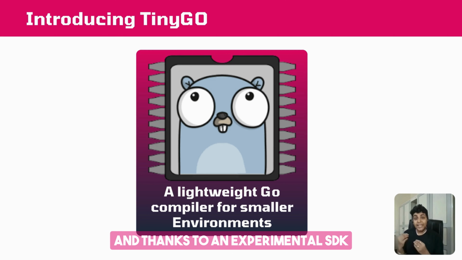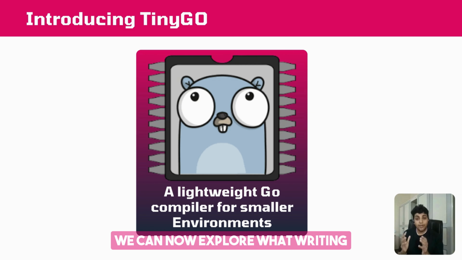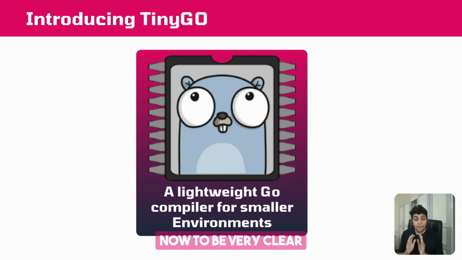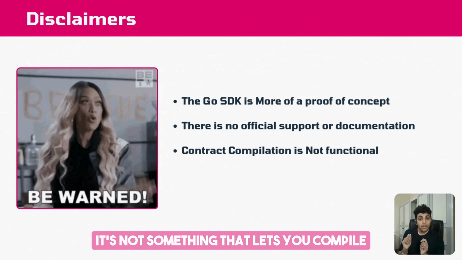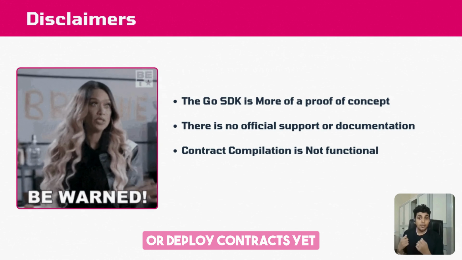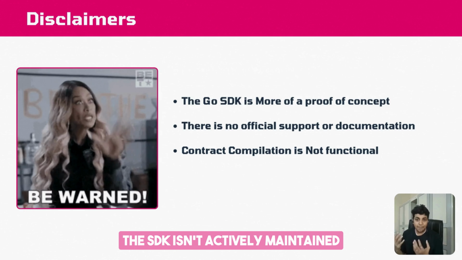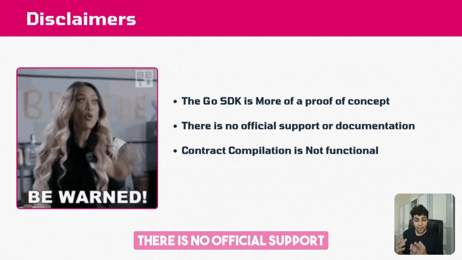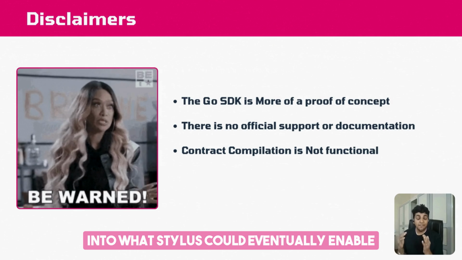And thanks to an experimental SDK by the community, we can now explore what writing Go smart contracts could look like. Now, to be very clear, this is more of a proof of concept. It's not something that lets you compile or deploy contracts yet. The SDK isn't actively maintained, there is no official support, but it's an early glimpse into what Stylus could eventually enable for Go developers.